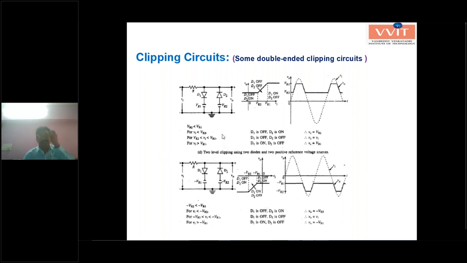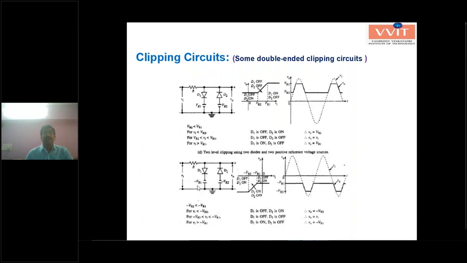So what are the three conditions? One condition is Vi less than VR2. The second is Vi in between VR2 and VR1, and the third condition is Vi greater than VR1. For these three conditions, what are the diode status, on or off condition, and the output voltage, according to this, for the transfer characteristic curve.